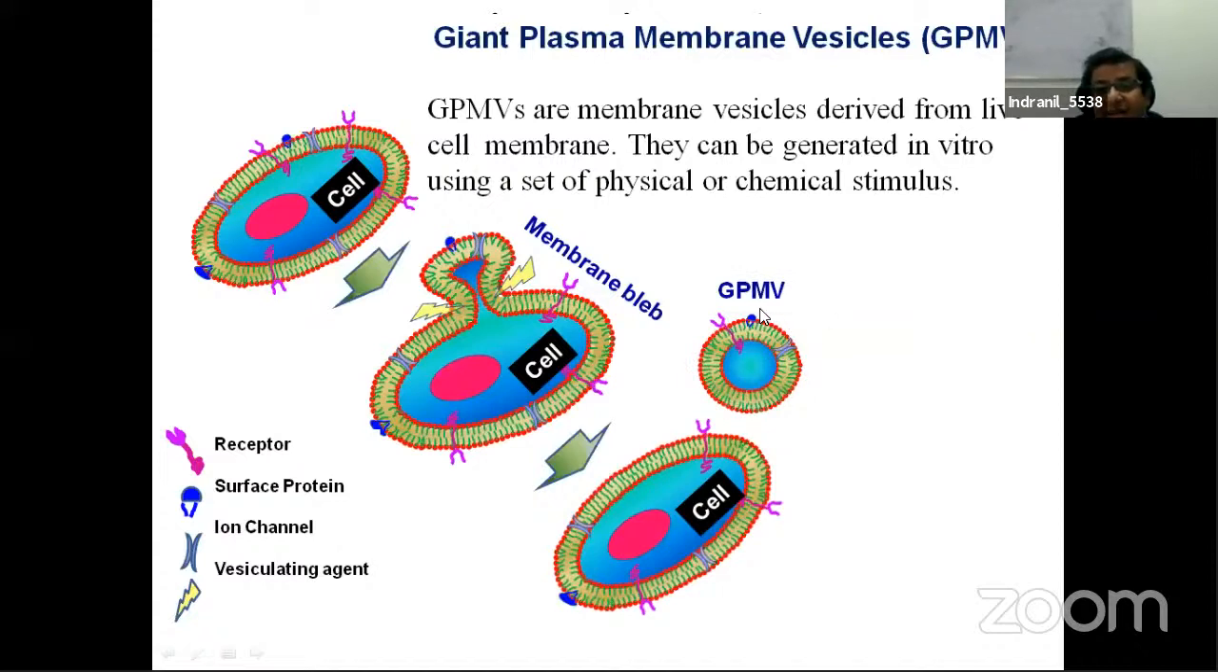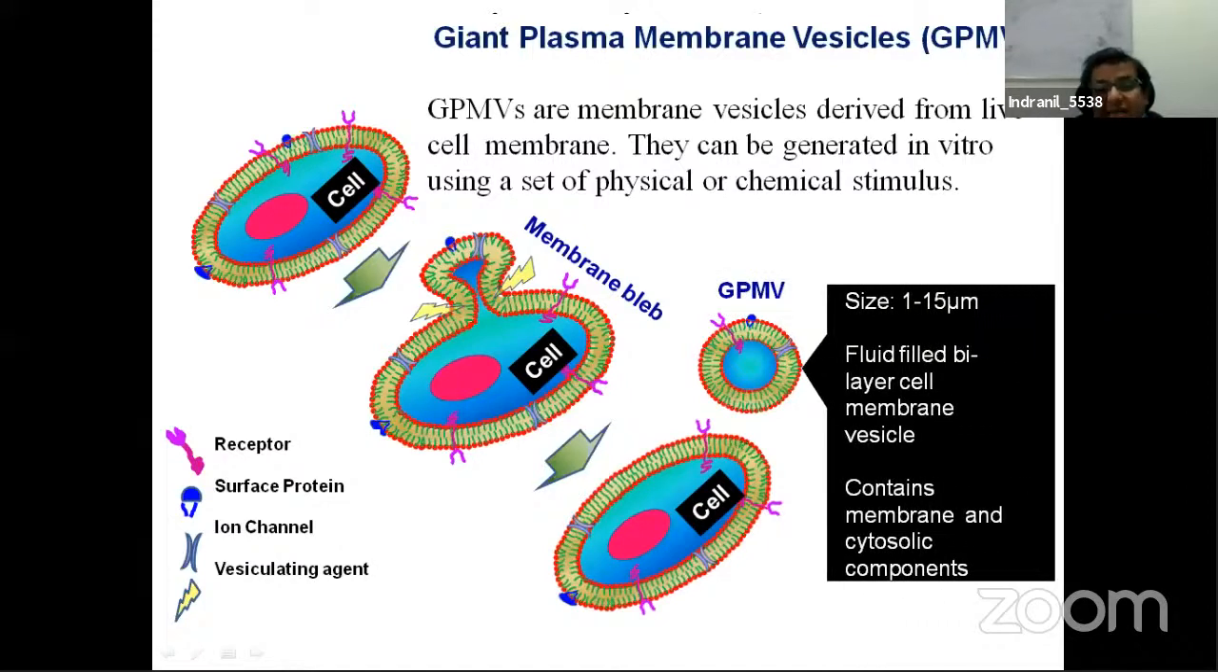And why is it different from the normal plasma membrane vesicle? Because of its size, which is relatively larger. Generally, these have a size of 1 to 15 micrometers. All these vesicles are fluid filled, bilayer cell membrane vesicles. What I'm trying to point out here is that when they are synthesized from the cell, they carry the same surface receptors, surface proteins, ion channels, everything. So technically, they mimic the whole cell membrane and a kind of cellular environment.